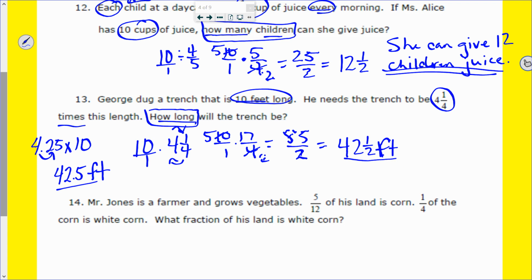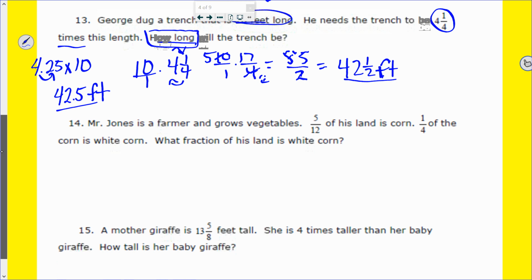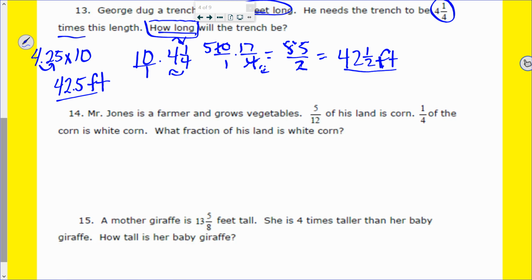Do realize that on your test, because it is multiple choice, the answer may be as a fraction, it may be as a decimal. You need to be comfortable with both of those to understand that you do have the correct answer regardless of which way you do that one. So 42.5 feet will be the total length.